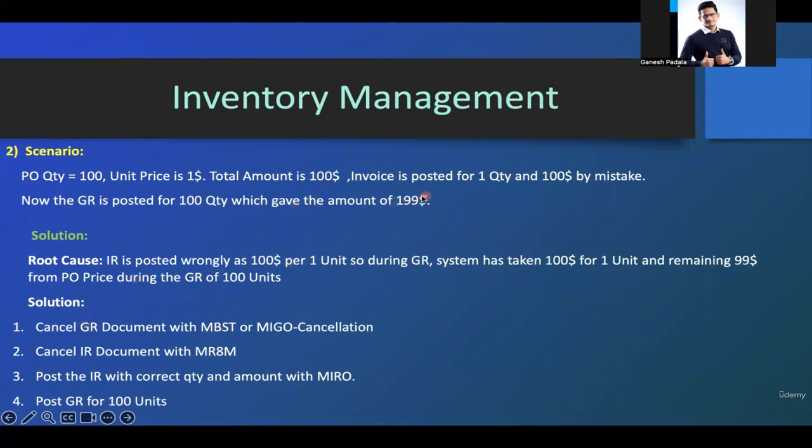First cancel the GR document, so it will become 0. Then cancel the IR document, which was posted wrong. So one quantity, $100, then the IR quantity also will become 0 and the IR amount also will become 0. Both we have nullified. You should follow the sequence carefully: first cancel GR, then cancel IR. Now you go to invoice receipt, give the correct quantity of 100 and correct amount of 100, and post the invoice receipt, and then post the GR. So the PO will have 100 quantity, $100 amount, the GR will have 100 quantity, $100 amount, and the invoice will have 100 quantity, $100. This is the way you can fix the issue.